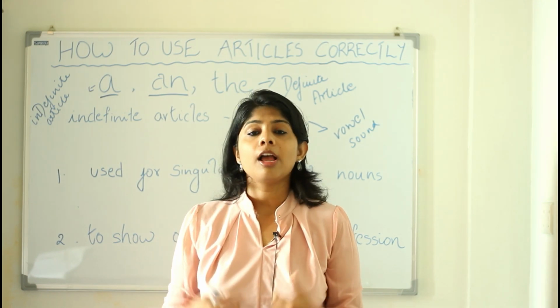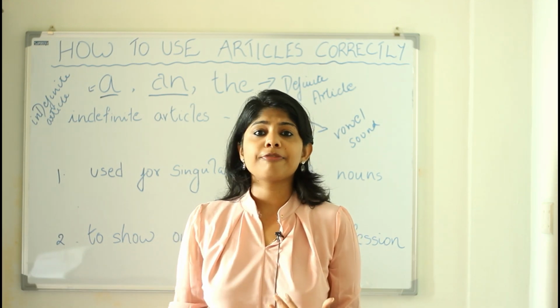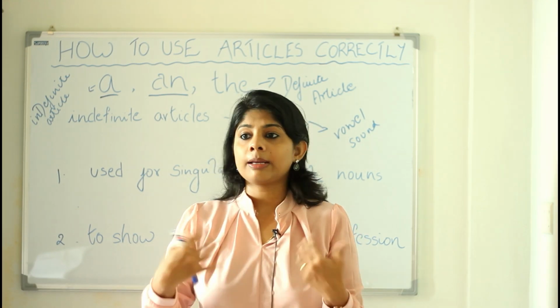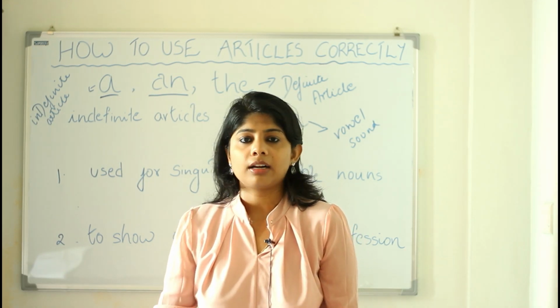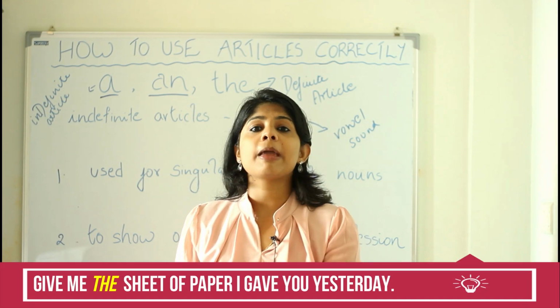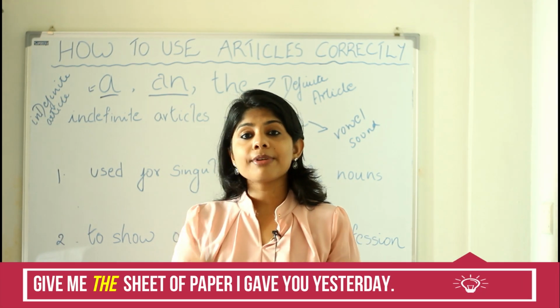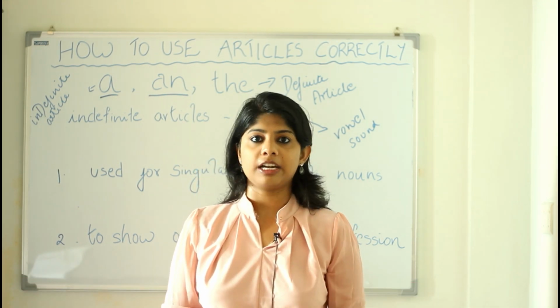Now for example, give me a sheet of paper. When I tell you this, I refer to any sheet. I want to buy a car. Here I am referring to any car. But if I change the sentence to give me the sheet of paper I gave you yesterday, I am referring to a particular sheet and hence we use the definite article.